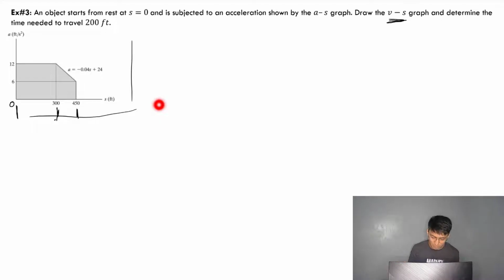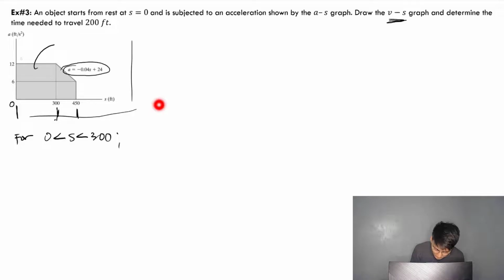For the first part of the motion, let's say for 0 less than S less than 300. Okay. Meron tayong isang equation, yung equation na yun nasa second part ng motion nito. So, ano yung gagamitin natin dito sa first part of the motion? Anong equation ang gagamitin natin dyan? Wala tayong equation dyan kasi take note, horizontal po yung ating graph dyan or yung ating line.